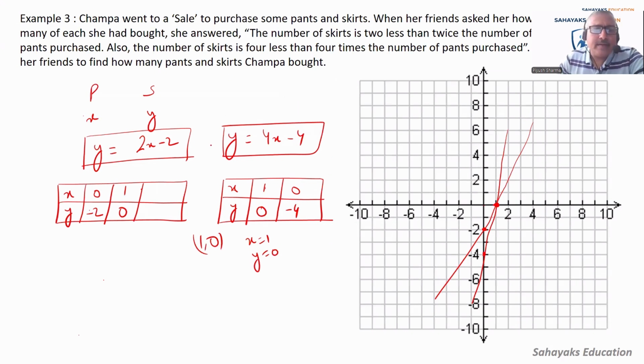What does it mean? It means x is equal to 1. That means she purchased one pant and 0 skirts. She did not even purchase a skirt. Okay. Coming to the next question.